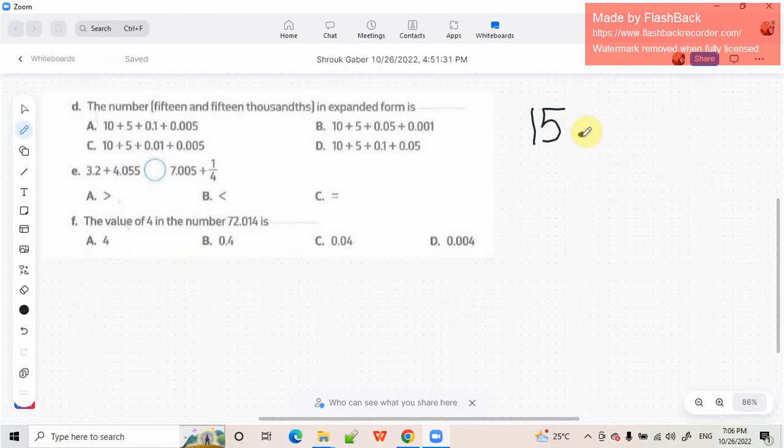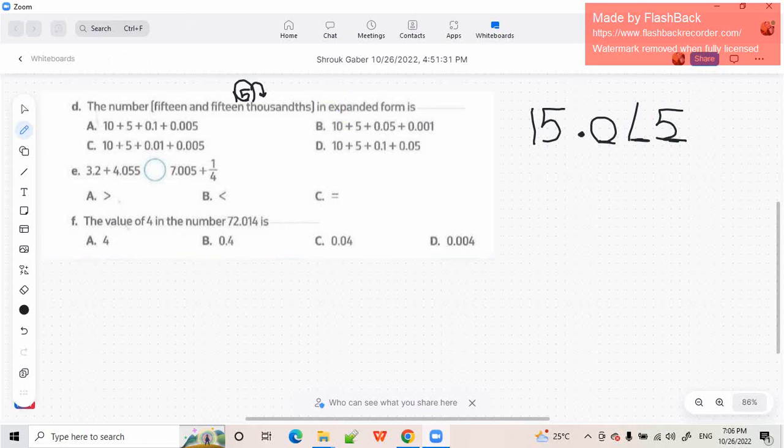And that means decimal point. 15,000. That means we have 3 places in decimal point. And I see 15, that means 5 must be in which place? In thousandths place. Okay, 15,000. Here I will put 0.